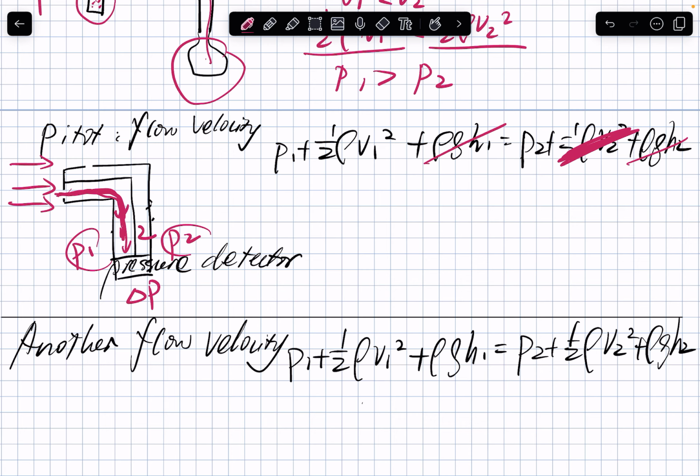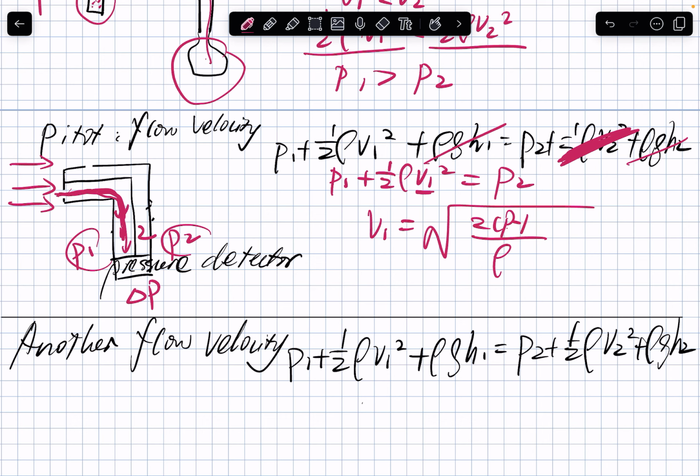So I crossed out this term, okay? Now what I'm left with is P1 plus 1/2 rho V1 squared equals P2, okay? That's it. V1 is the thing I'm calculating, right? If you manipulate the equation, then V1 eventually equals the square root of 2 (P2 minus P1) over rho, okay?